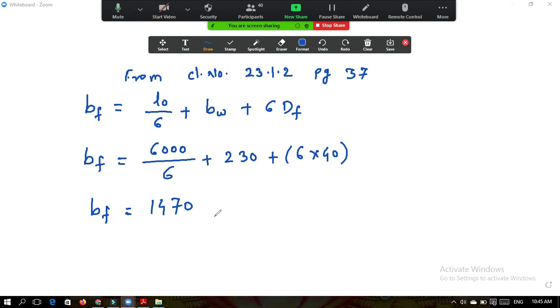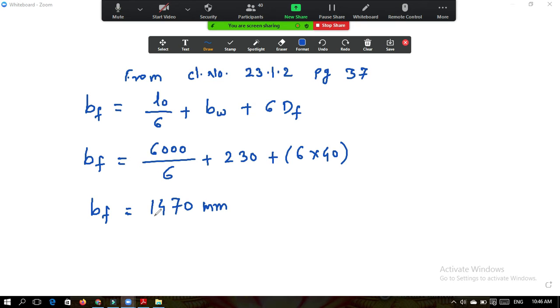Okay, so we can put that width as it is, or we can round up that width also. So 1470 mm is our width of flange. Whenever I am saying width of flange, it is nothing but the effective width of flange, center to center distance between the two slabs. Okay, so now let us start our regular procedure.